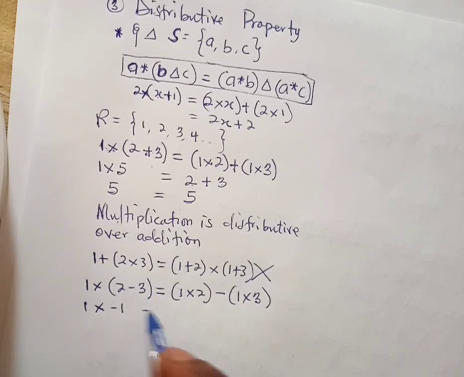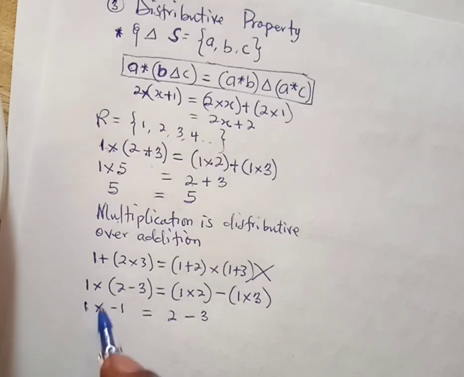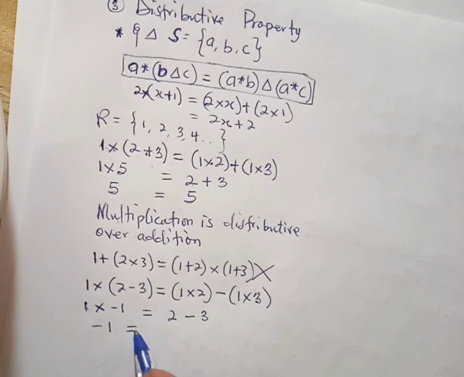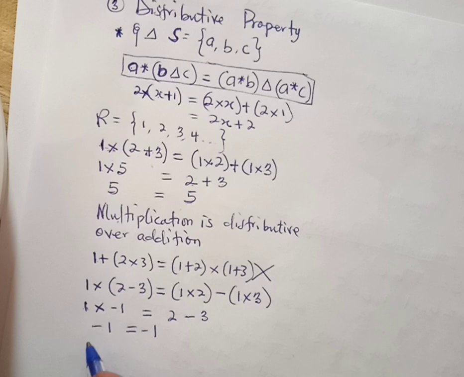Negative 1, which is equal to 1 times 2 is 2 minus 1 times 3 is 3. So let's multiply this. 1 times negative 1 will give me negative 1, which is equal to 2 minus negative 3, and 2 minus 3 will give me what? Negative 1. So you see that negative 1 is the same as negative 1 here. Because of that, we can also say that multiplication is distributive over subtraction. So take note. All right.